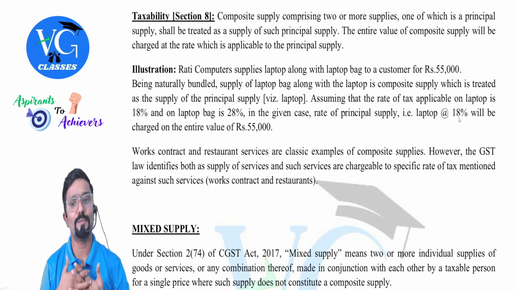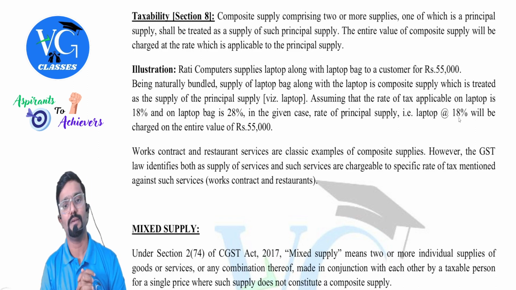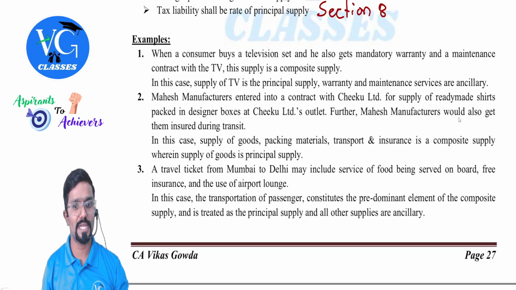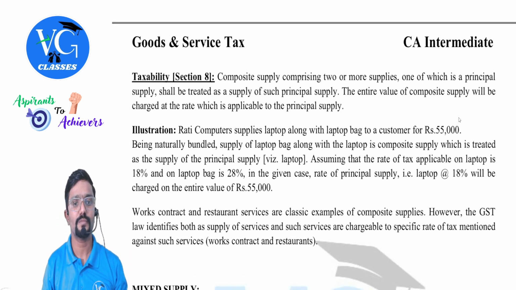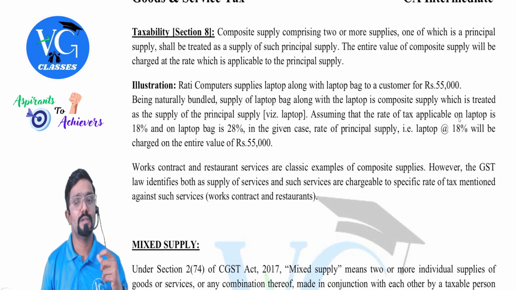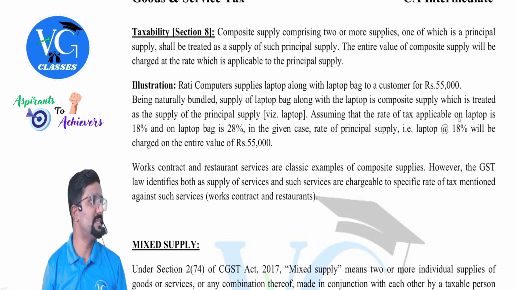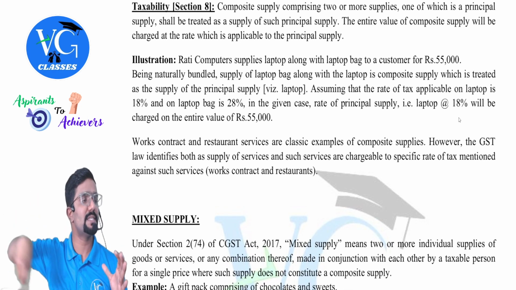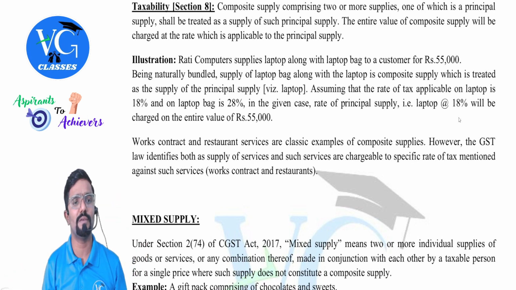Composite supply comprising two or more supplies, one of which is a principal supply, shall be treated as supply of such principal supply. That means in our example, TV in the first example, goods in the second example, and in the third example, travel ticket, that is flight charges or the transportation charges. So the entire value of the composite supply will be charged at the rate which is applicable to the principal supply. Whatever is the rate applicable for the principal supply will be charged on the entire sale value, guys. I have given one illustration for that also.